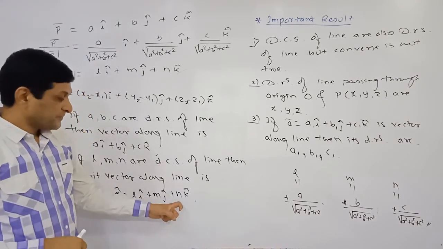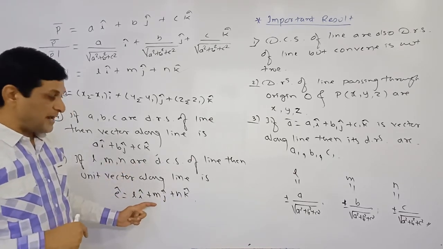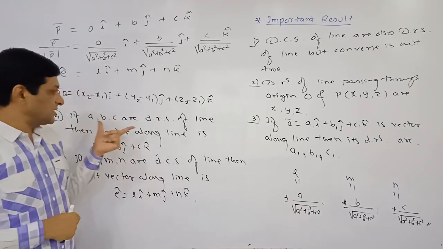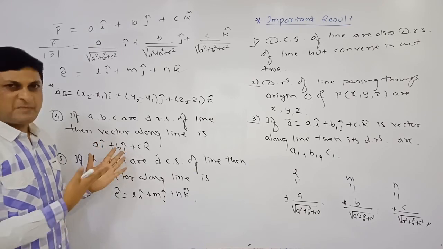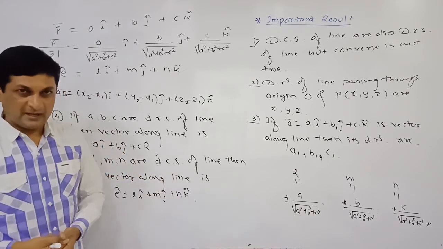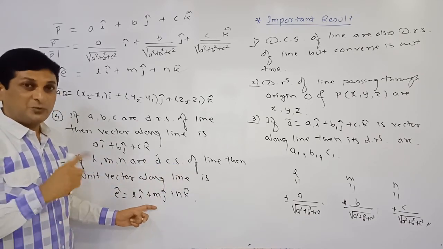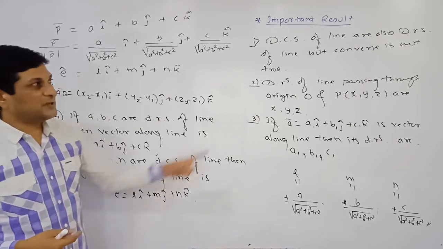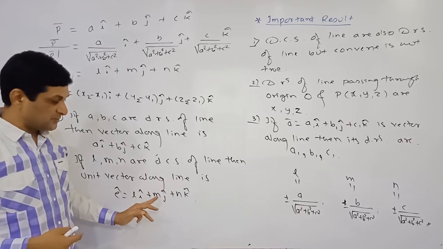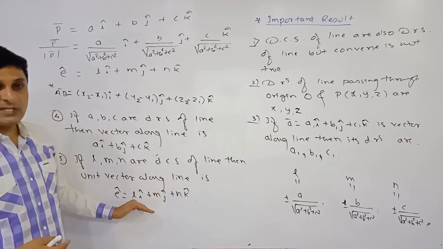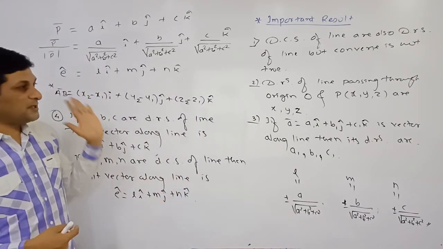Again observe here, if direction cosines are given to us, we get the unit vector. If direction ratios are given to us, at that time we cannot say that it is a unit vector. Its magnitude may be 2, 3 or any number. But if direction cosines are given to us, we can say that it is the unit vector along that line. And already we have proved that these coefficients are direction cosines, which are also called direction ratios.